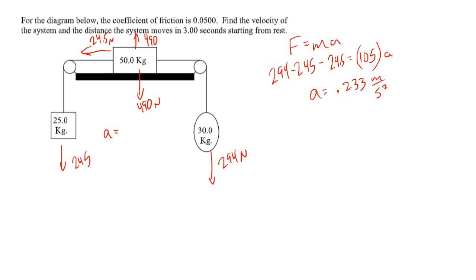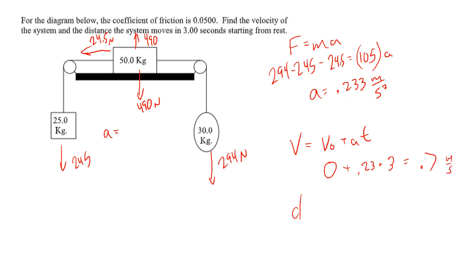After that, we have to figure out the velocity of the system and the distance it moves. Let's do velocity first, because that's easier. V is equal to V0 plus AT. That's V0, 0, plus 0.2333 times 3, which is going to equal 0.7. So awesome. Meters per second.